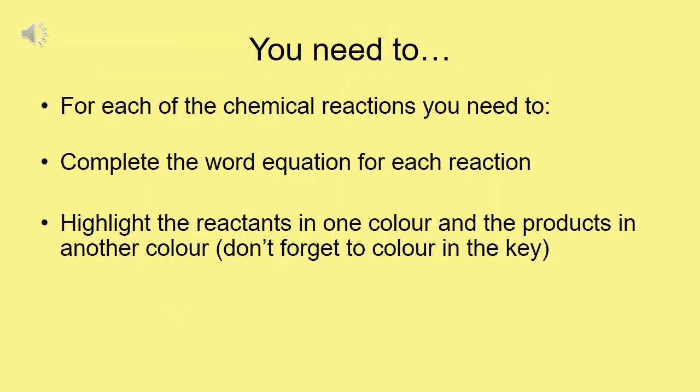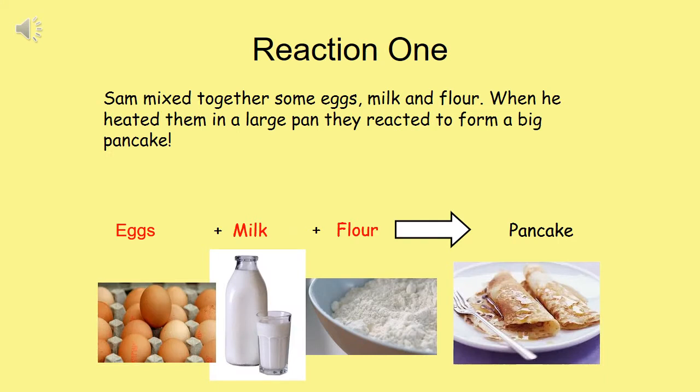So for each of these following ones, you are going to write a word equation and you are going to highlight the reactants in one colour and the products in a different colour. Don't forget to make it obvious which ones are the reactants, which ones are the products. Maybe do a key down the side so we can see the colours that you've used. This is the first one. We're going to do it all together.